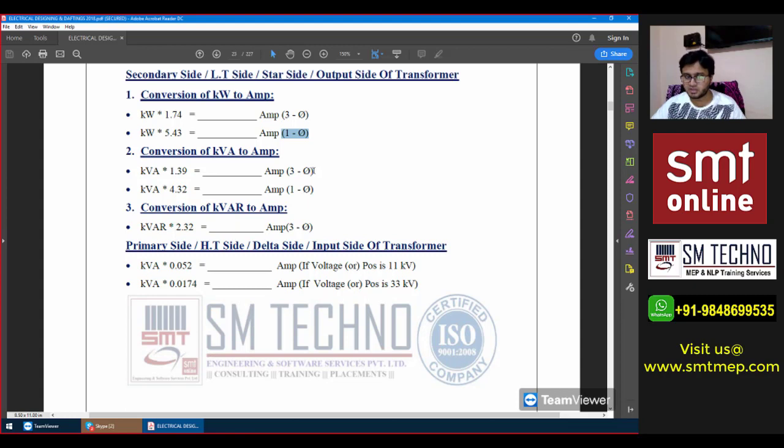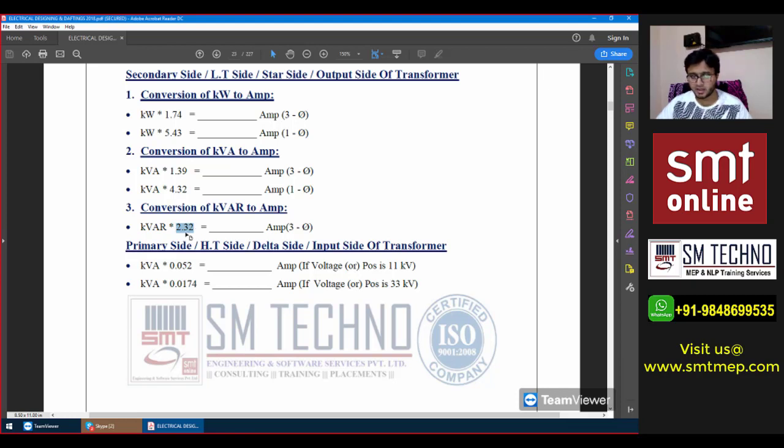For the apparent power, you can see for three phase the multiplying factor is 1.39. For single phase the multiplying factor is 4.32. Okay, and for kVAR, nothing but the reactive power, we don't have any single phase, so directly we have to multiply with 2.33, which will give you the amount of current value. These answers will work almost 99% of the time. 0.1% to 1% it will vary.